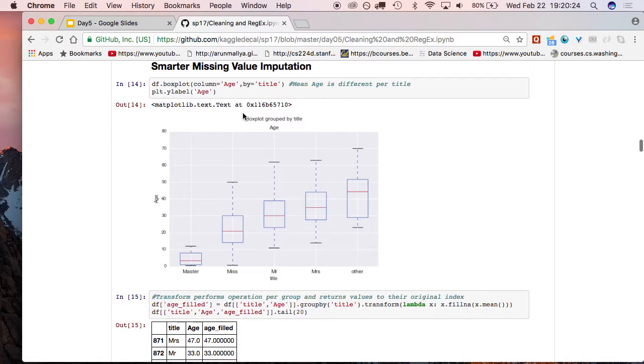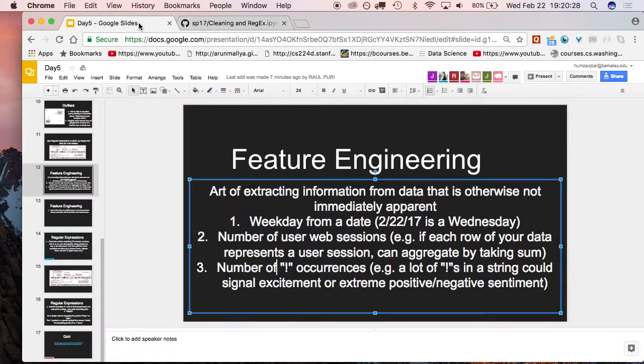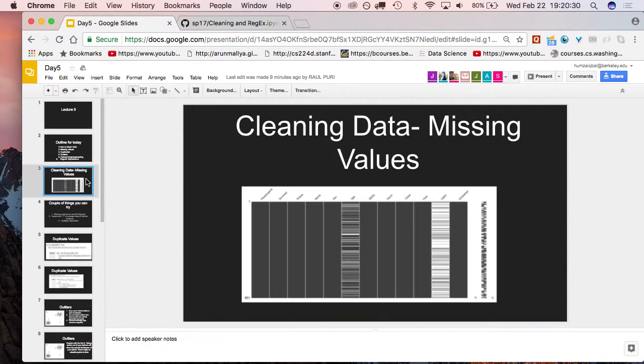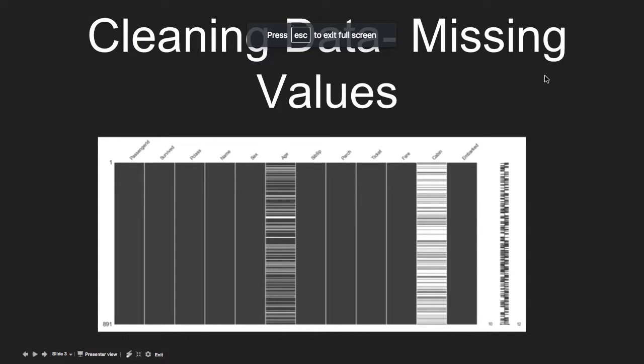So does this also assume that the value for the title column doesn't have any NAs? Yeah, and actually the title column had no NAs. Okay. So yeah, if we go back to this slide, make that big.